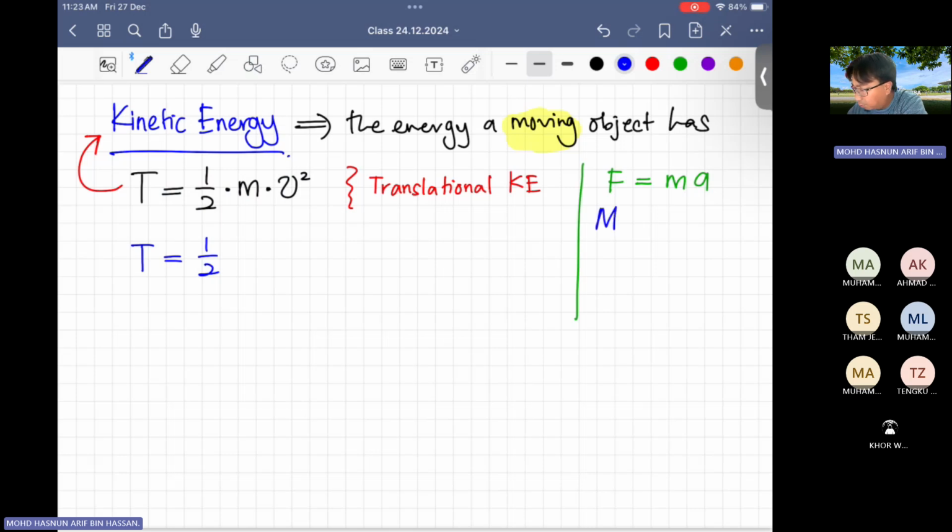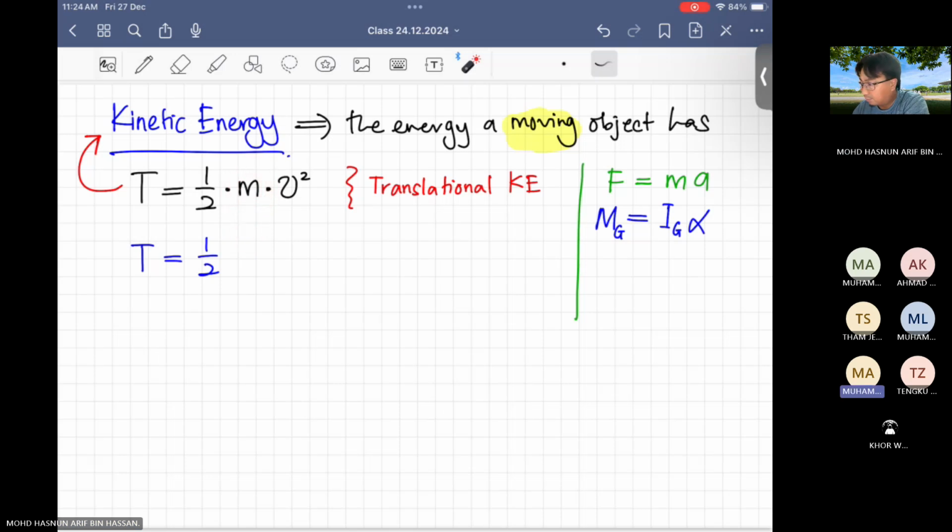F becomes moment. This is MG, moment about G. M, what is the sibling of mass? In terms of IG. IG, correct? Mass becomes IG. What is the sibling of acceleration? A, linear acceleration. Alpha, correct. So the same goes for here. If this is M, what do you think it becomes for rotation? IG. So this is times IG.